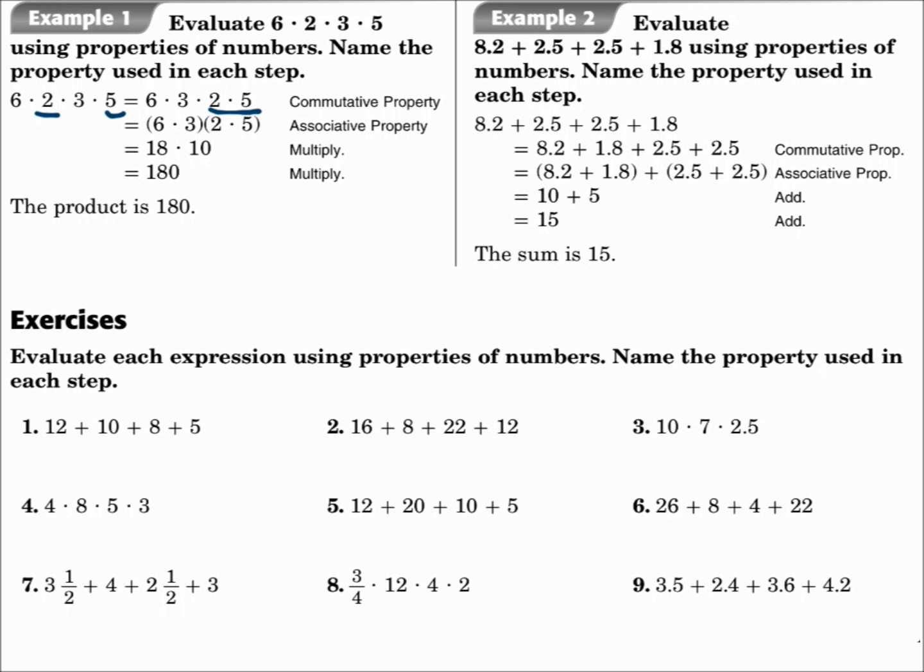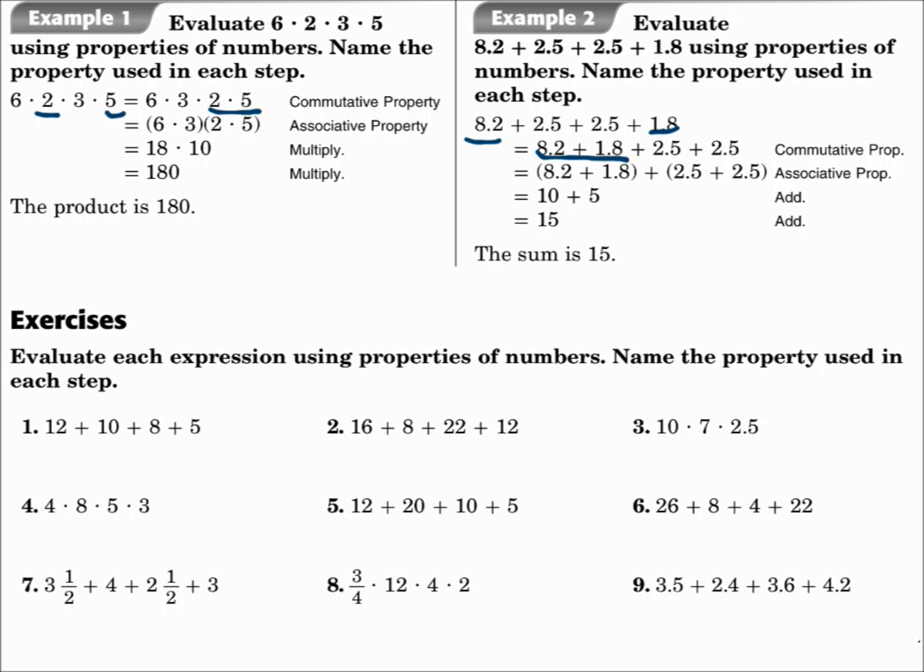For example 2, evaluate 8.2 plus 2.5 plus 2.5 plus 1.8 using properties of numbers, and name the property used in each step. Well, I'm going to reorder these because I know that 8.2 and 1.8 will give me 10, which is an easier number to work with. 0.2 and 0.8 will get rid of the decimal. The same with the 2.5 and the 2.5. The commutative property lets us change the order there. Then notice they group them in parentheses using the associative property.